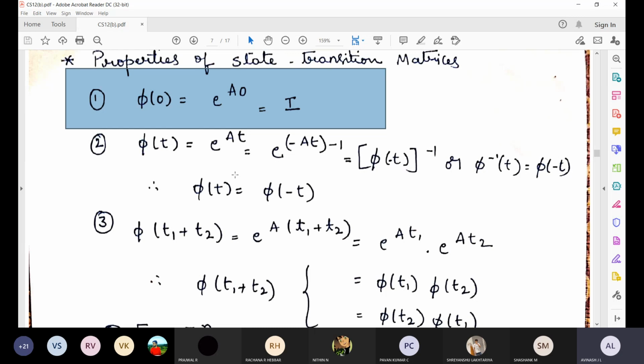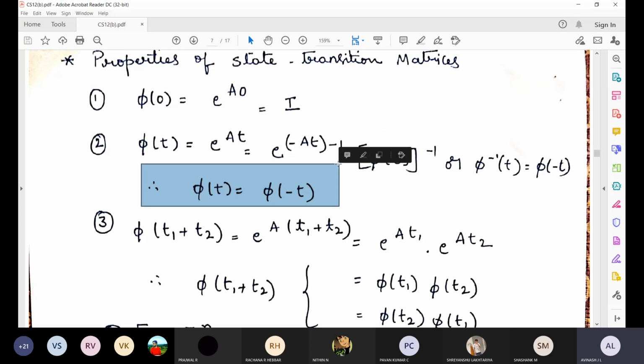Now the second property. Φ(t) will be equal to e to the power of At. Taking the negative sign out, e to the power of minus At, it will become Φ of minus t. So Φ inverse of t will be equal to Φ of minus t. That is the second property.